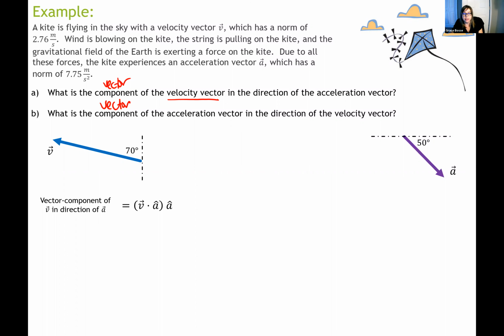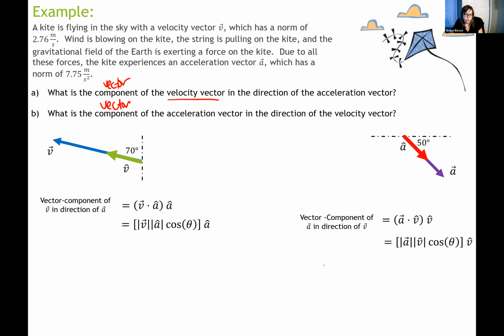I want to visualize these unit vectors. So the velocity unit vector points in the same direction as the velocity vector. It just has a norm of 1. Same thing with the acceleration unit vector. It points in the direction of the acceleration vector. It has a norm of 1.